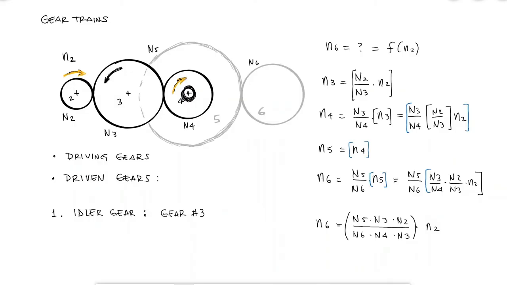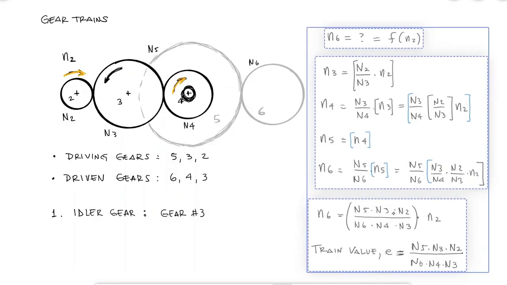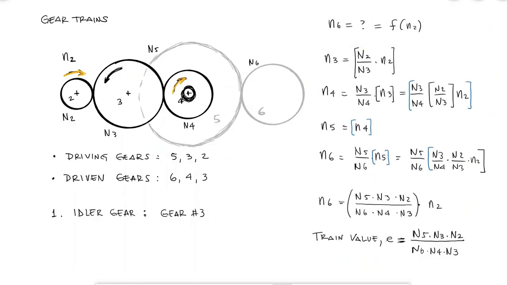The second thing is that the gears that I have in the numerator are those that are driving other gears. The gears that I have in the denominator are those that are being driven. The train value, E, is defined exactly as that fraction: a fraction with the number of teeth of driving gears on top and the number of teeth of the driven gears in the bottom. Now, you don't need to memorize which ones go on top and which ones go in the bottom, or even remember the name of the train value.